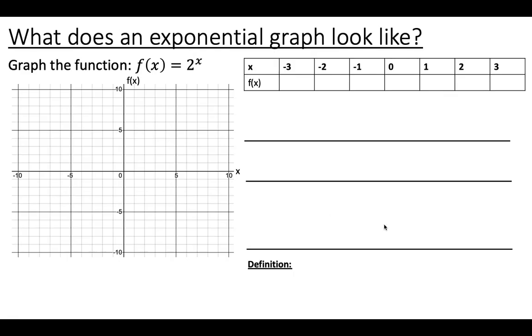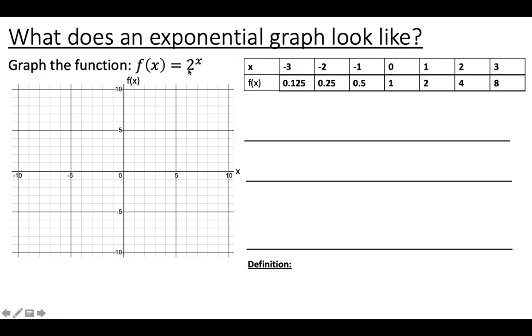So let's talk about what an exponential graph looks like. This is the function that we're going to graph right here. It's f of x equals 2 to the x. I've made a table here. These are all the x's that we're going to plug in: -3, -2, -1, 0, 1, 2, and 3. One at a time, plug those into 2 to the x and see what we get. I've done that already. If you plug in 0, you get 1 because any number with 0 in the exponent spot is going to be 1 every single time.